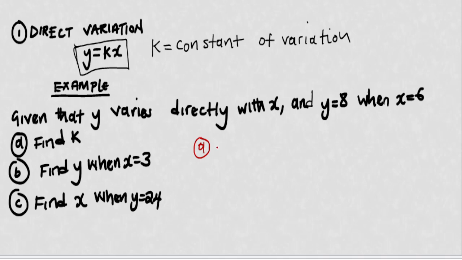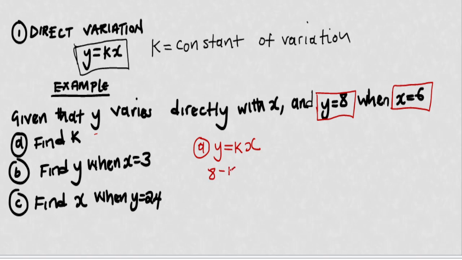So we first have to come up with the equation. Now here we are saying y varies directly with x. Instead of just writing x, you put the constant of variation first, then you put the x. Then they are telling us that y is 8 when x is equal to 6. So where there is y, I'm going to put 8.